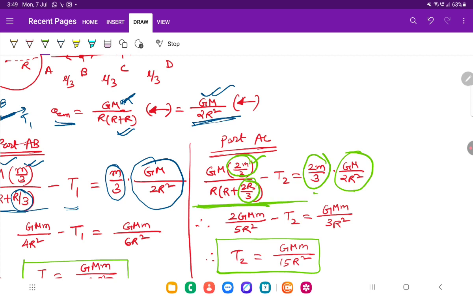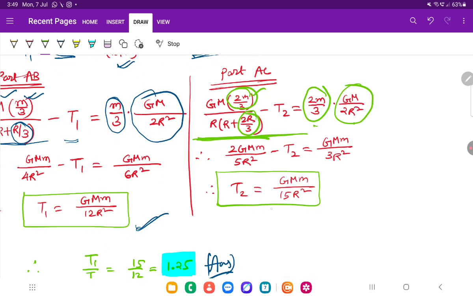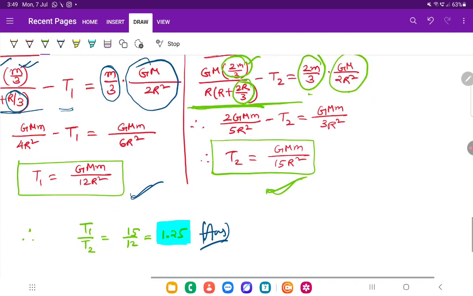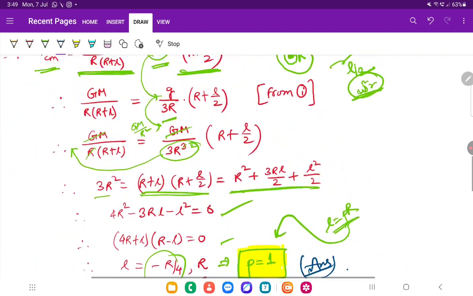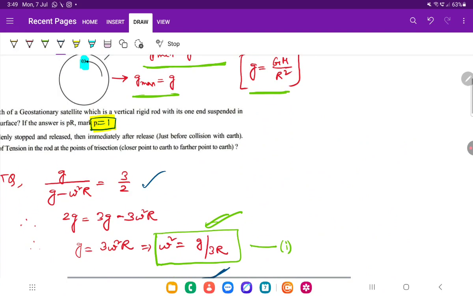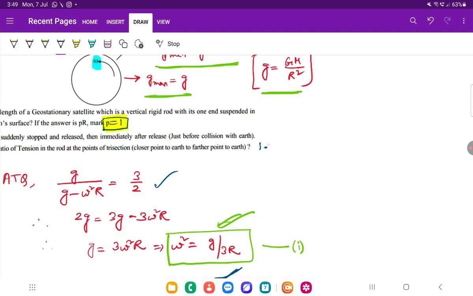This one is the net force side. So just calculate these things and you'll get T2 as G capital M small m upon 15R square. And our final answer will be T1 upon T2, and that is coming out as 1.25. And this is our answer for second part. So let me go back to the question and just write it here, that our answer is 1.25.